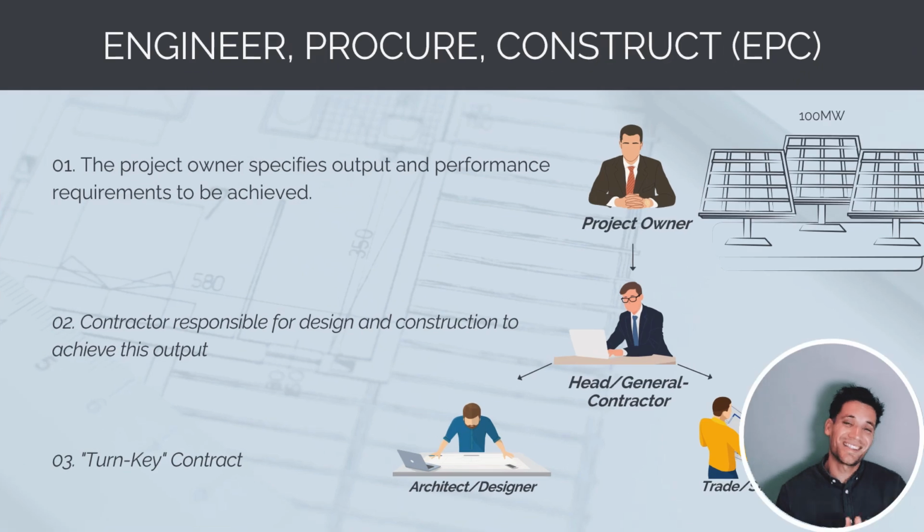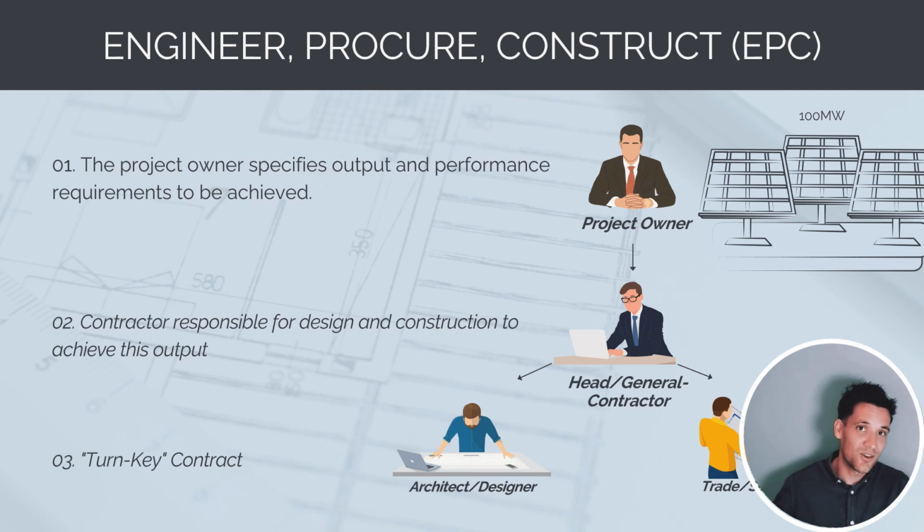Okay, so the next model is an engineer, procure, and construct contract. This is where the project owner specifies a specific output they want for a system. For example, they want a solar farm that produces 100 megawatts of electricity, or they want a water treatment plant that processes a certain amount of water per day. They're specifying the performance requirements. The contractor is then responsible for the concept design, the detailed design, and construction to achieve this output. So it's completely a turnkey contract. The contractor is responsible for meeting the performance requirements, and there's typically some sort of performance guarantee that goes along with this.